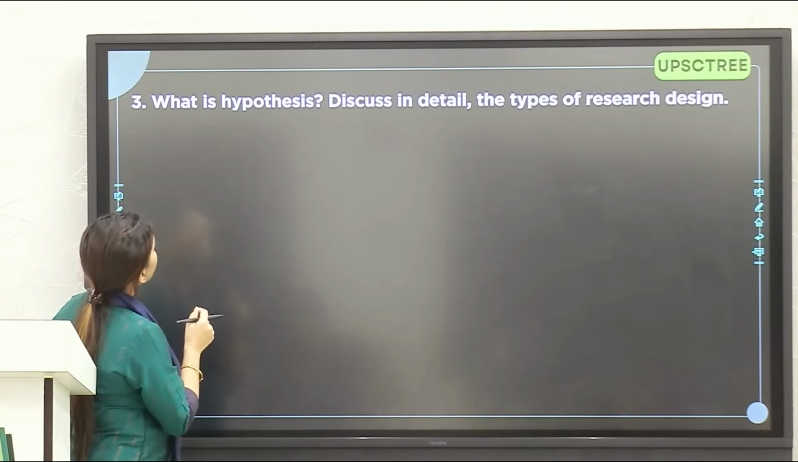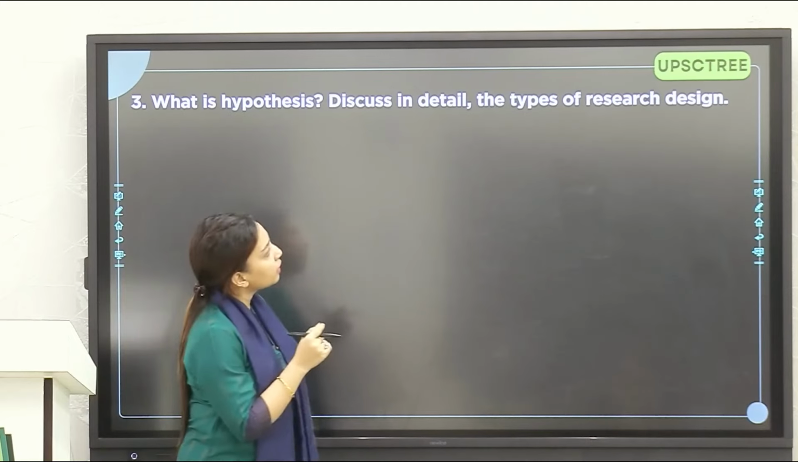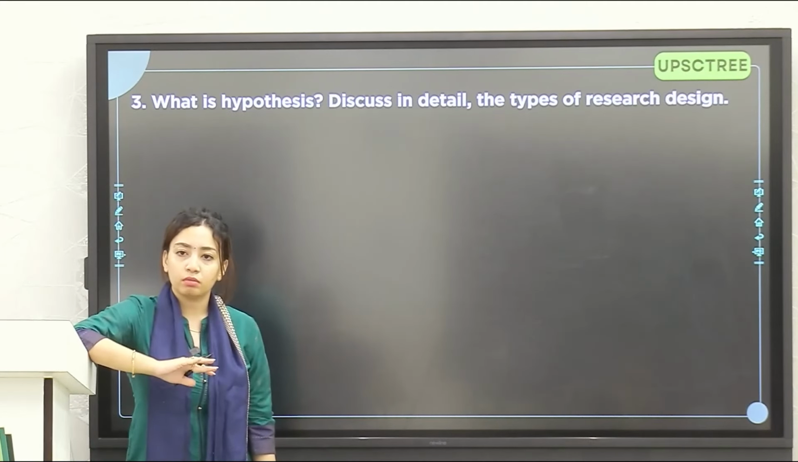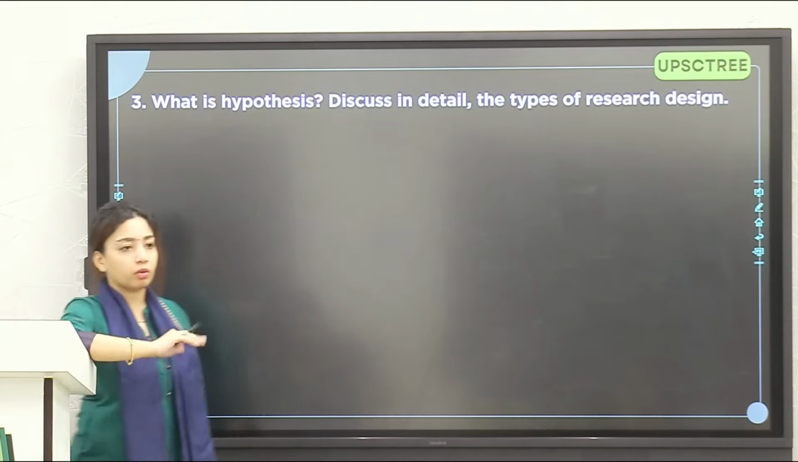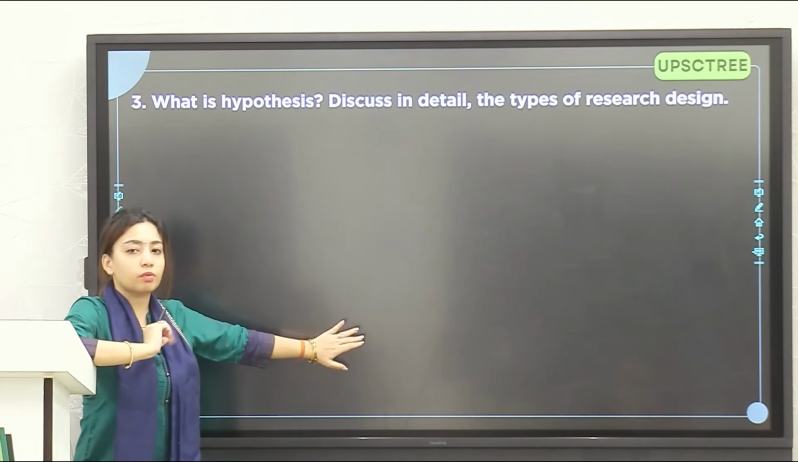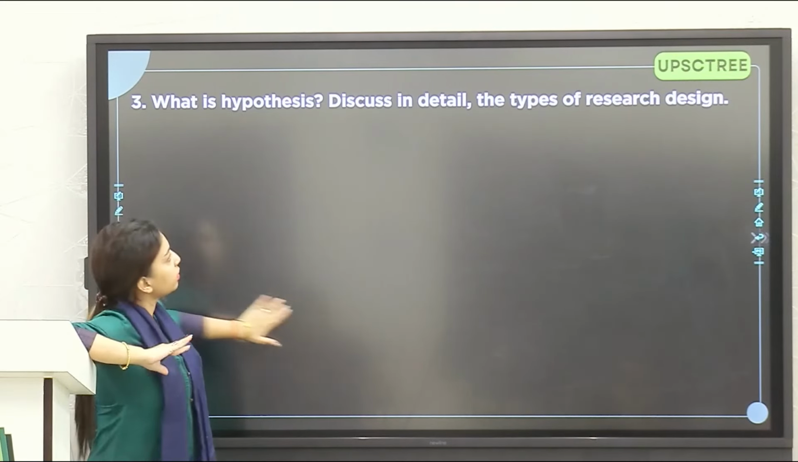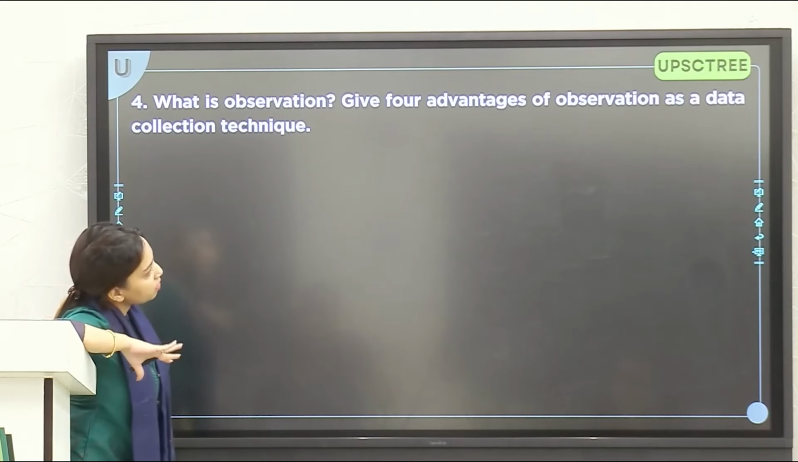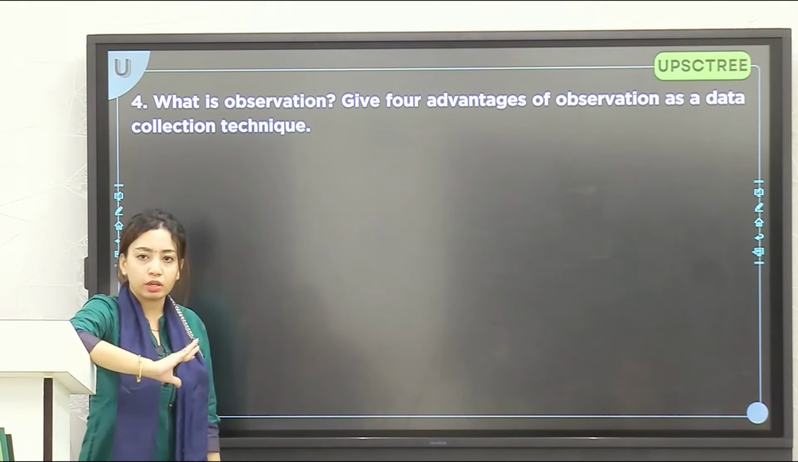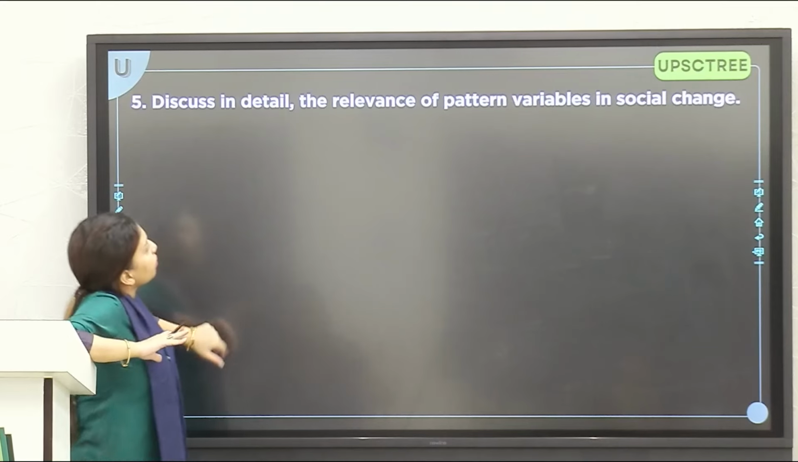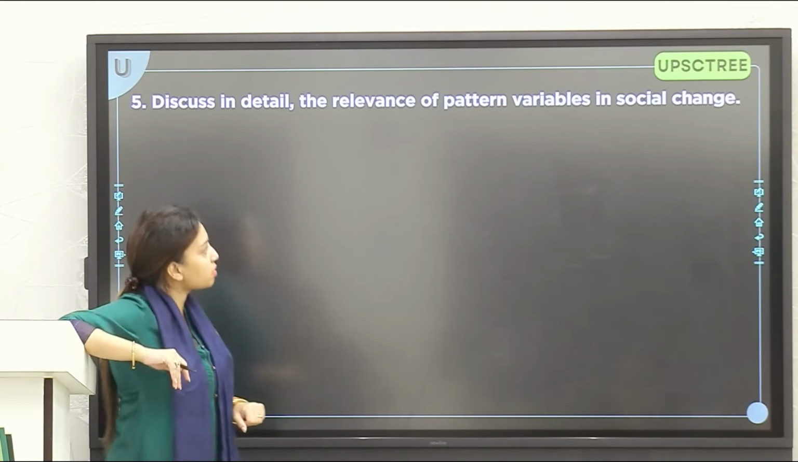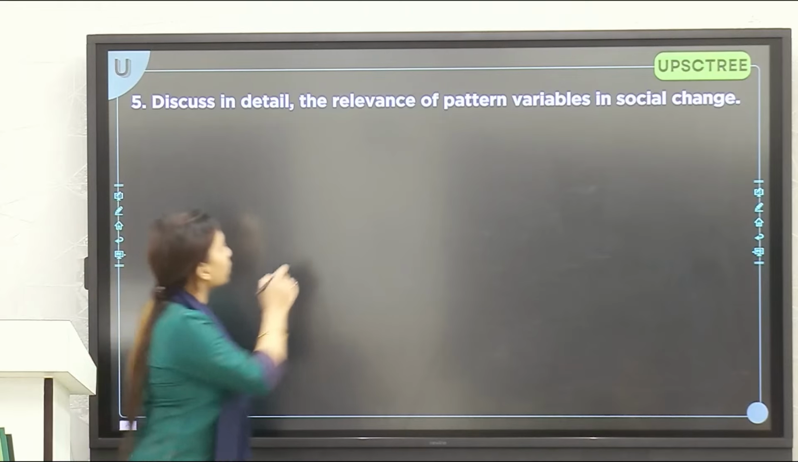Then, what is hypothesis? Discuss in detail the types of research design. Factual, direct questions, we will write down, okay? No need to write basics, writing keywords is also fine. Then, what is observation? Give 4 advantages. This also is factual, you can write down, okay? Then, discuss in detail the relevance of pattern variables. It was recently given as a question.